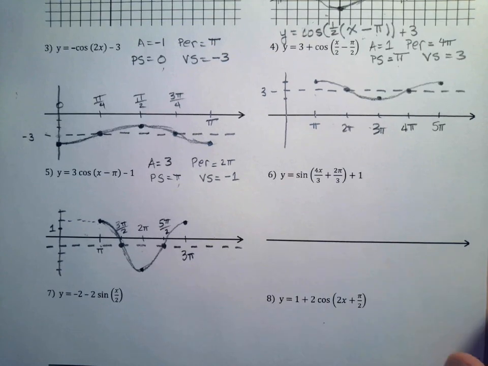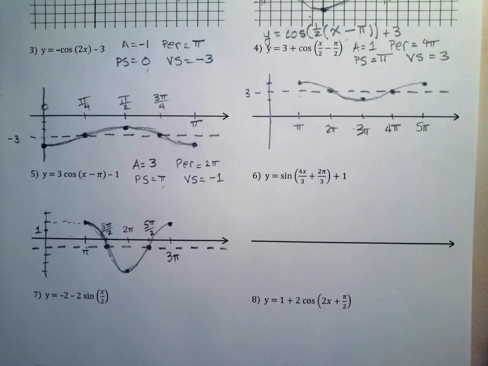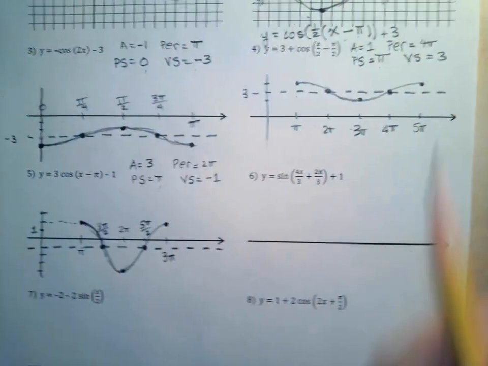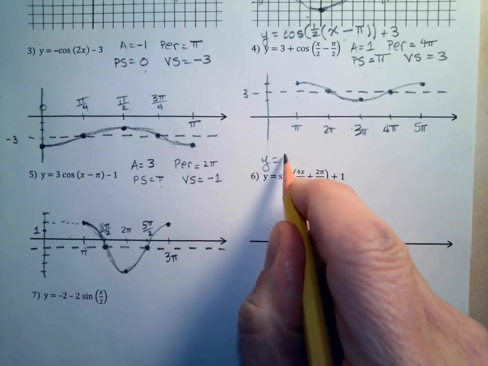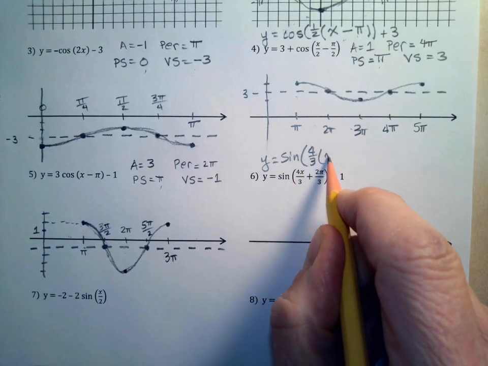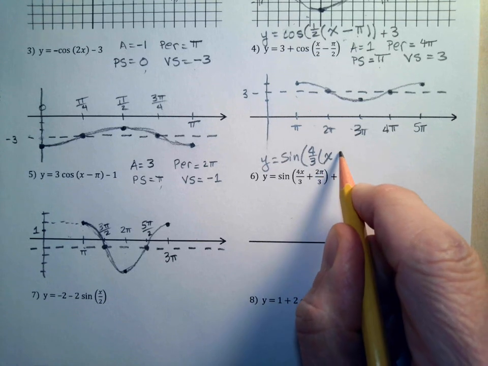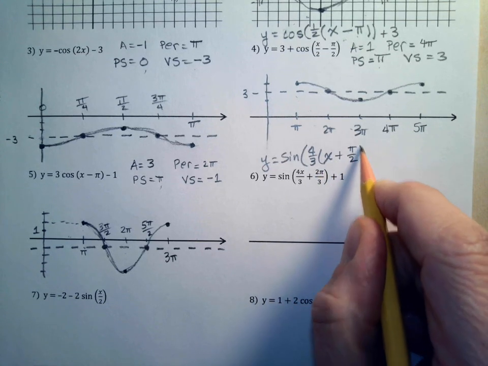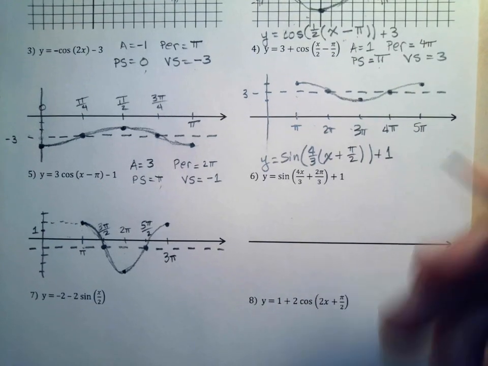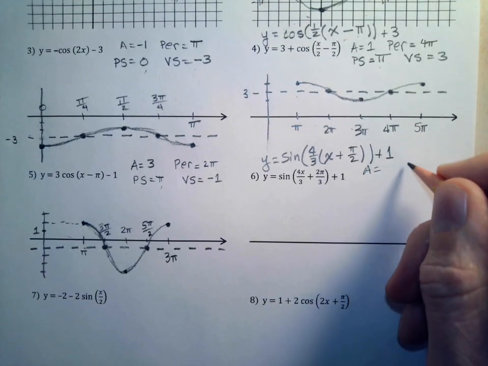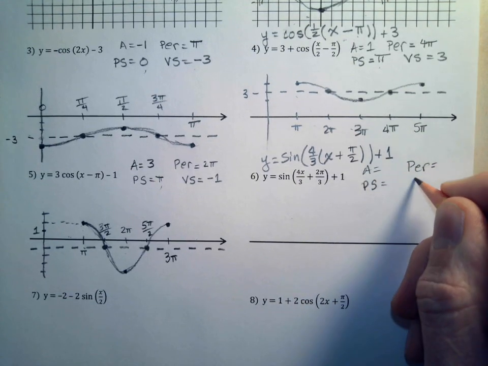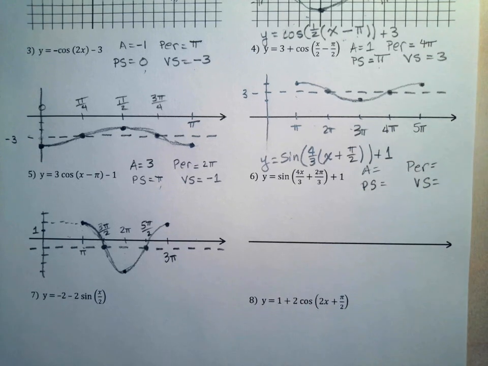All right, next one, number 6. Again, let's rewrite this so that it's in a form that we can use. Y equals sine, factor out a 4/3 x. That leaves us with plus pi over 2. All right, pause the video, write down what your 4 things are: A, period, phase shift, and vertical shift. So pause the video, write those down.